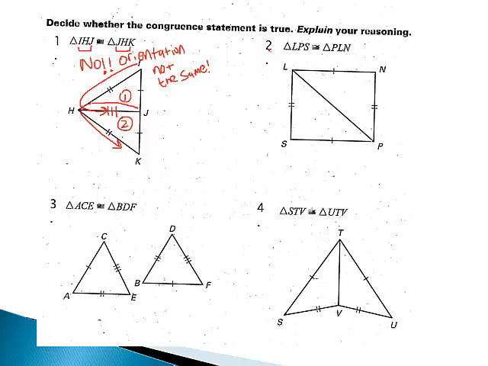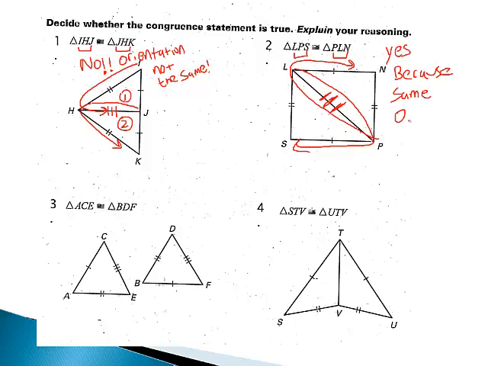Okay, so let's go with number two. Again, look for the side that they have in common. In some cases they have it, some cases they don't. So I see that they have LP in common, so I'm going to label it. And it has to be a different label than the ones that are already labeled. So we have LPS. LPS, you go along the three dash mark, then along the one dash mark. PLN, we have along the three dash mark, then along the one dash mark. The orientation is the same, so yes, because same orientation.